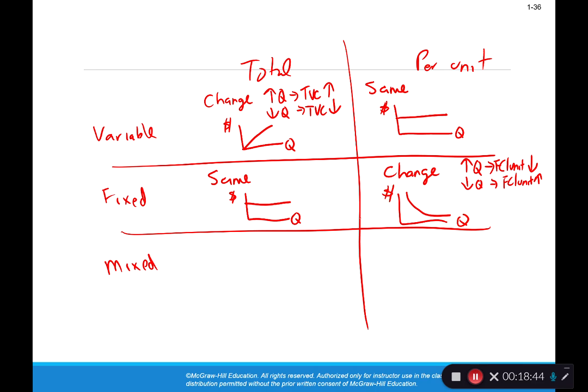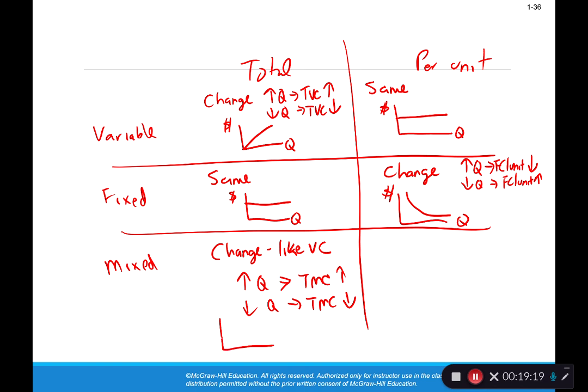And now we add mixed costs to this table, and mixed costs are a little bit of mommy and daddy. So mixed costs always follow the item that changes, because when you add something that changes to something that stays the same, the total is still going to change. So mixed costs in total are going to change just like variable costs. As quantity goes up, total mixed costs go up; as quantity goes down, total mixed costs go down. And it's going to look like the variable cost line, except it starts a little higher because it starts at the fixed cost level.